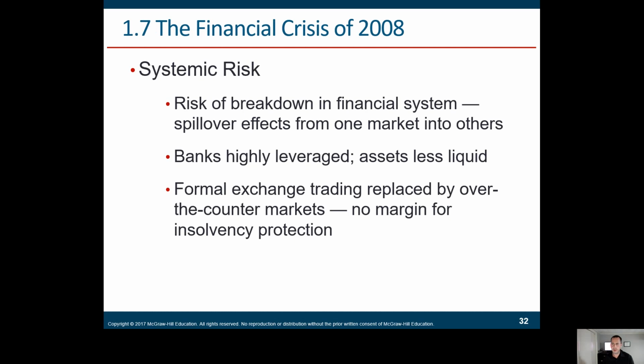All right, we'll go to systemic risk here. Risk of a breakdown of the financial system. So the entire system. Most companies have company-specific risk, but systemic risk is the entire system. Banks were highly levered, meaning they didn't have money to give to people. They didn't have a lot of cash on hand, and they owed a lot of money to a lot of people, just like people did.